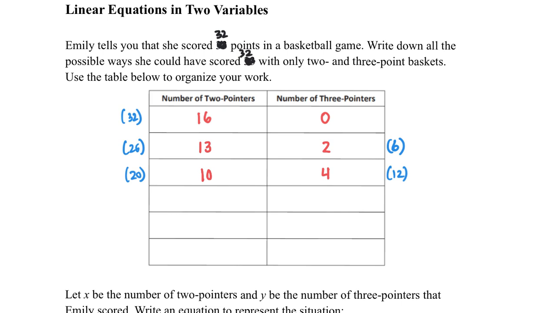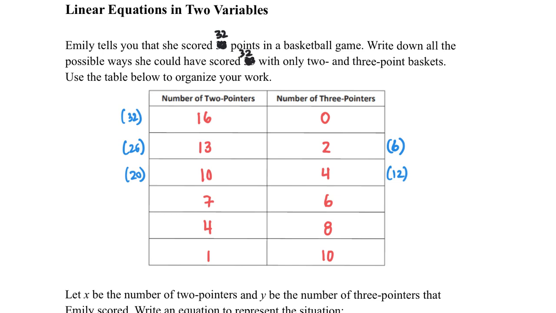And now we're starting to see a pattern. We can basically continue the pattern. 16, 13, 10, we seem to be going down by threes. So this could be 7, which means she's going to have to score 2 more 3 pointers. So that's going to be 6. She could score 4 2 pointers and 8 3 pointers, or she could score 1 2 pointer and 10 3 pointers. All those combinations will get her a total of 32 points.